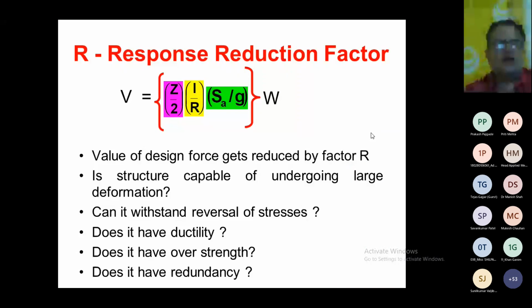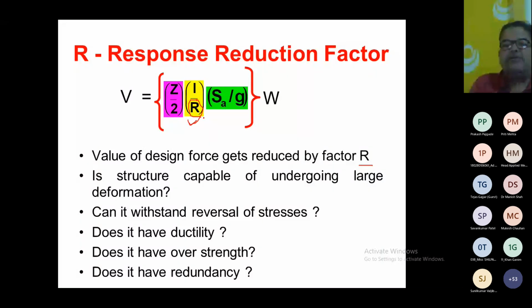Right? The next one is the response reduction factor. Again, we have discussed Z, the zone factor, and I, the importance factor, and now the next one is R. R is the response reduction factor. Here R is in the denominator, so a higher value of R is considered better, right? Because then the base shear will reduce.